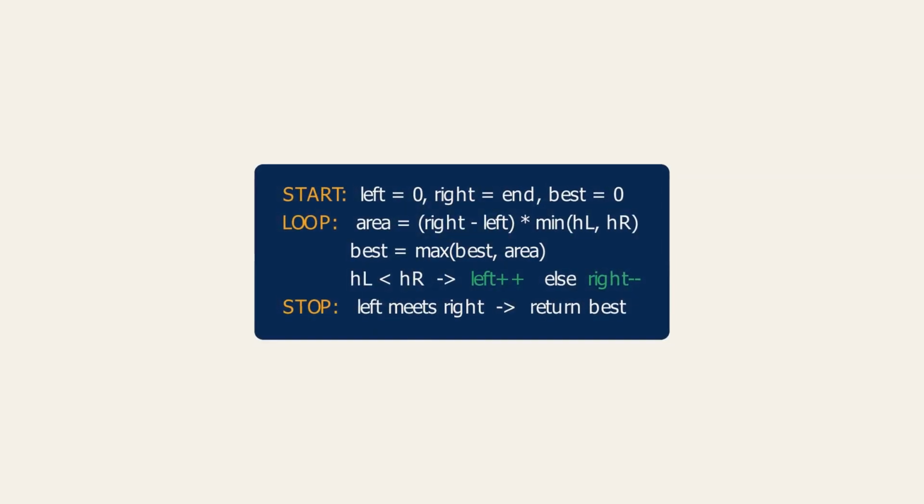Let's lock it in. Start with pointers at both ends and best at 0. Each step, the water is the width times the shorter wall. Update your best. Then move the pointer at the shorter wall inward, because that's the only move that can ever help. Stop when the pointers meet and return the best. That's container with most water in one clean loop.